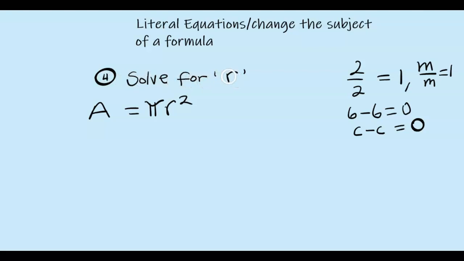Right, example 4, we have been asked to solve for r. We want to isolate the r, or make r the subject in the area of a circle formula, which is a is equal to pi r squared. Pi and r are multiplying, so we need to get rid of the pi. We have to divide. We divide here by pi, and we divide here by pi. We have to repeat the same thing. Pi divided by pi becomes 1.